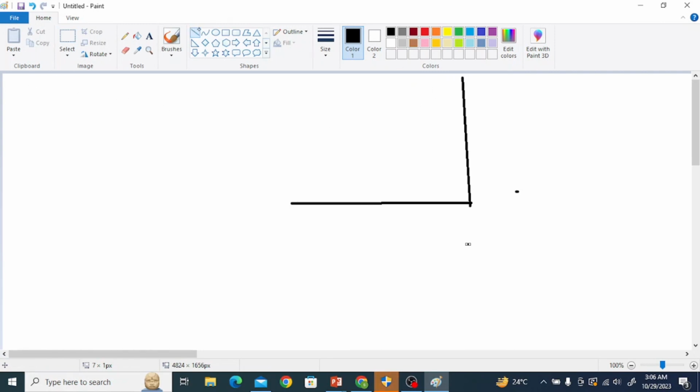So the starting point of the cyclist was point A, from where he started his motion, and then from A to B, this is the distance covered by the cyclist due east.